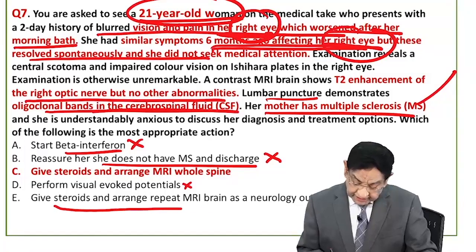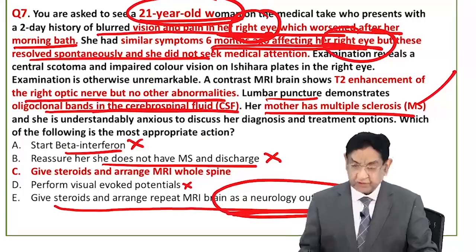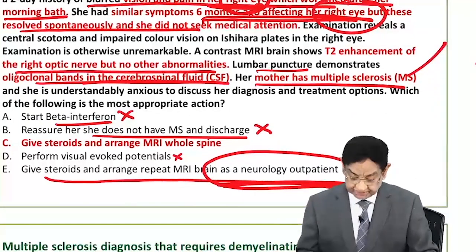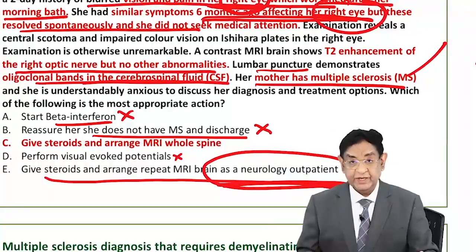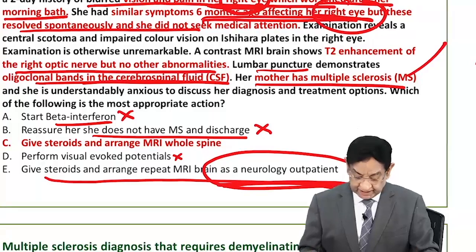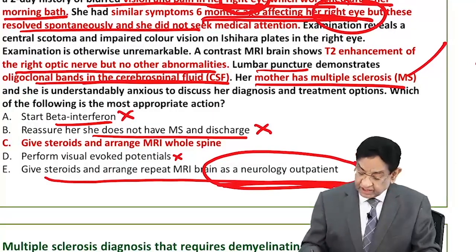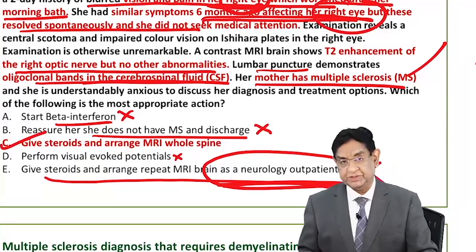Give steroid and repeat MRI as a neurology outpatient? No, you cannot leave the patient for outpatient. No way, because of this problem, you cannot. It has to be given pulse therapy for 5 days. For that you have to hospitalize. Hence, the others are not correct. Hence, this is the best answer in this question.